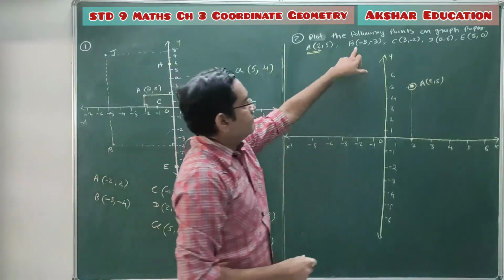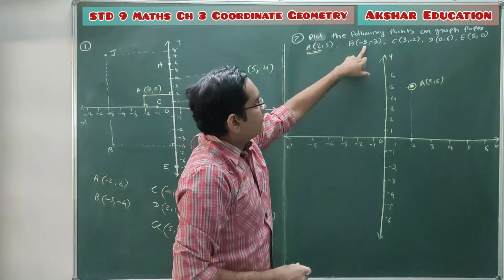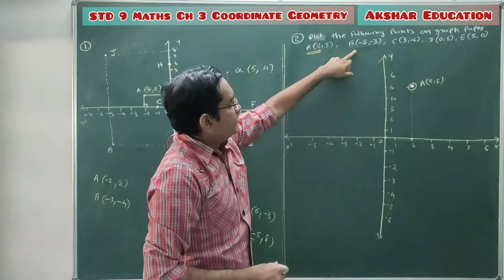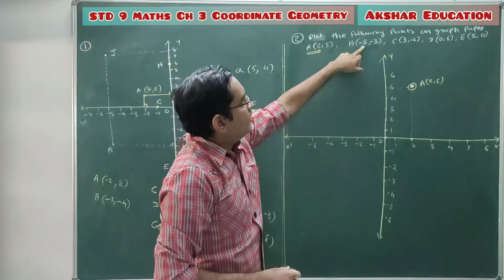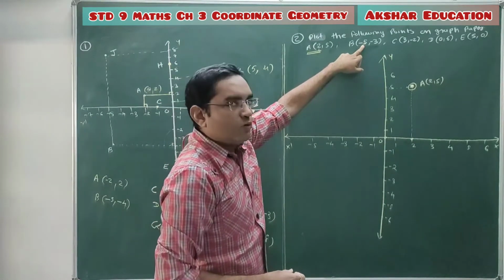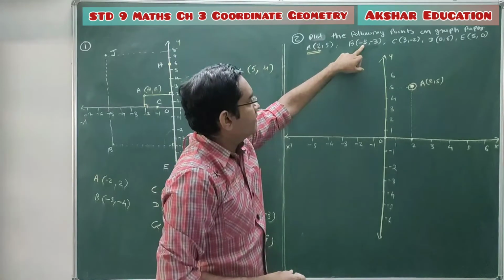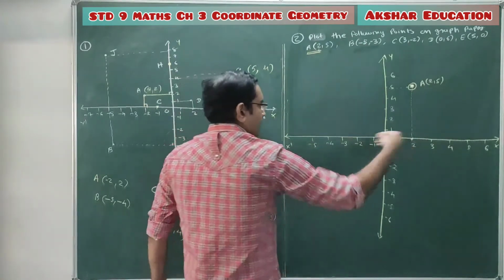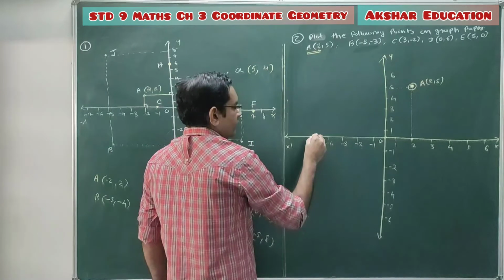Now check point B, whose coordinates are minus 5, minus 3. So first you have to check the x coordinate. X coordinate is minus 5. It is the horizontal axis and minus 5. So first you have to stand over here.